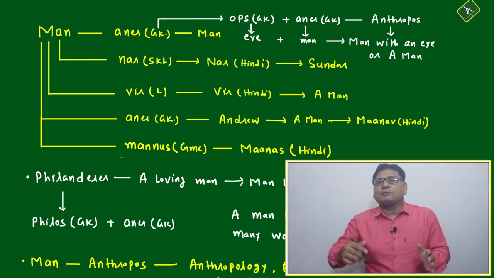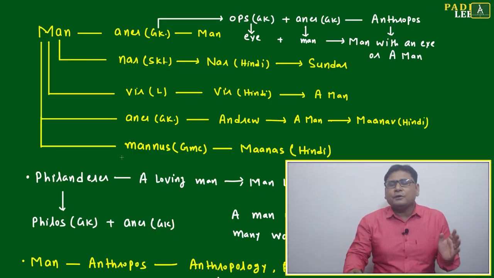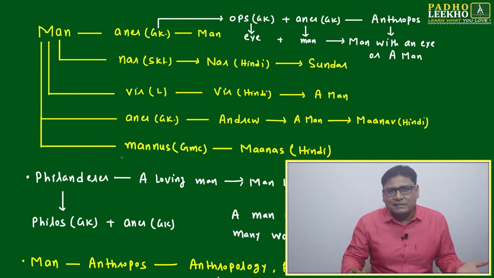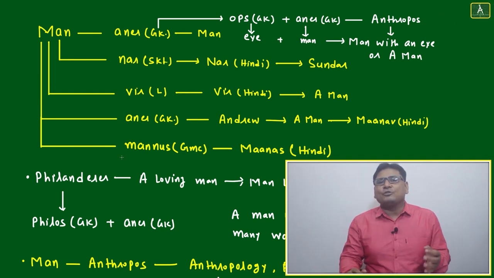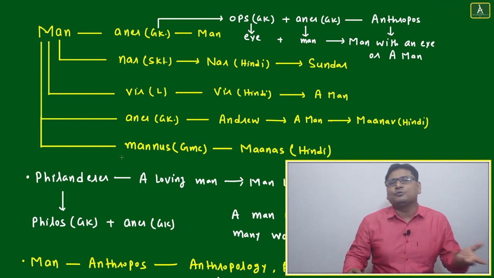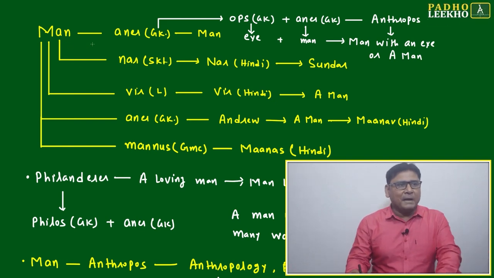Man and woman, and afterwards love and marriage. First, man and woman, Adam and Eve were there, and related to that, we must know the words or vocabulary which are used related to man, related to woman, related to cattle. First, we will start with the man.